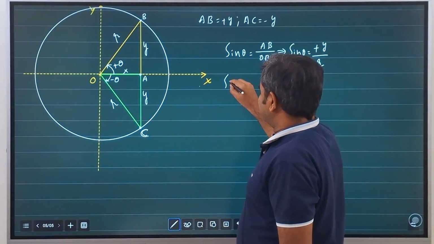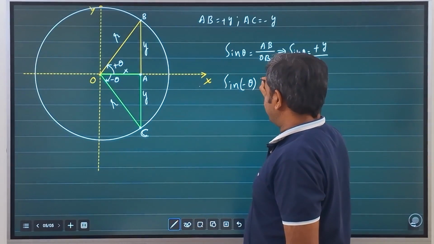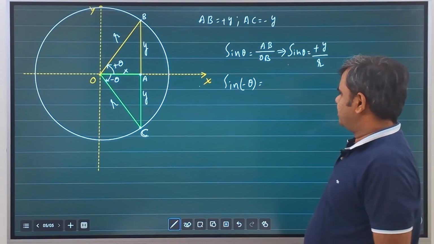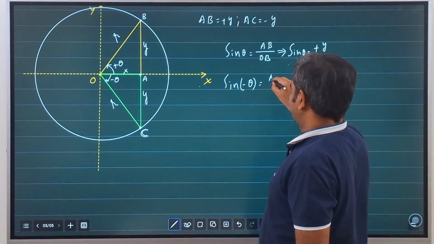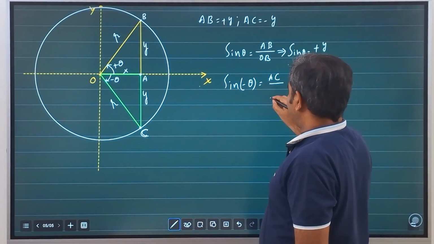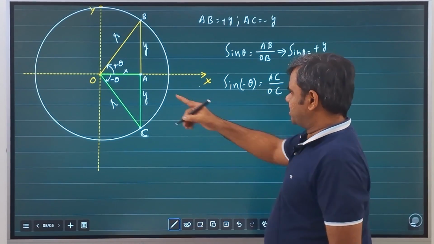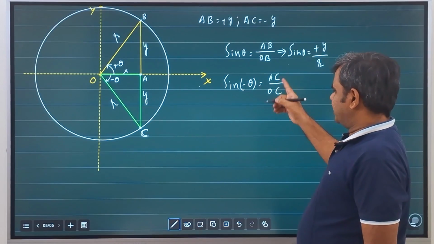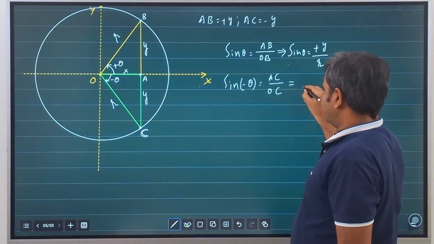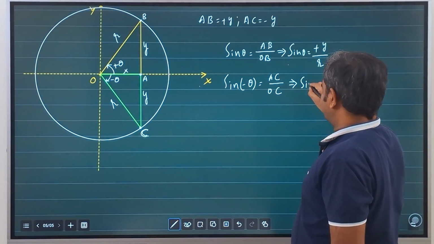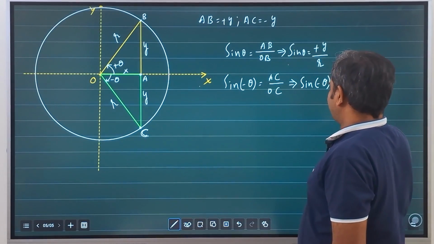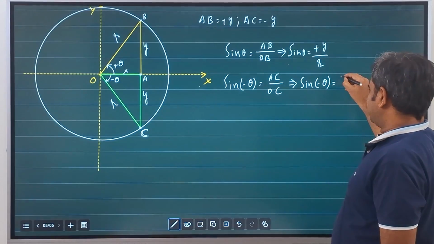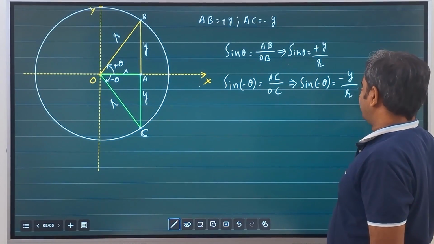Look at sine minus theta in the right angled triangle below the x-axis. Sine minus theta is equal to AC by OC. Opposite side of angle minus theta is y, AC divided by OC, the hypotenuse. So sine minus theta, what are we getting? AC is equal to minus y. So sine minus theta is equal to minus y by r.